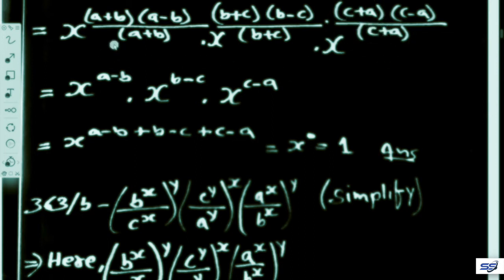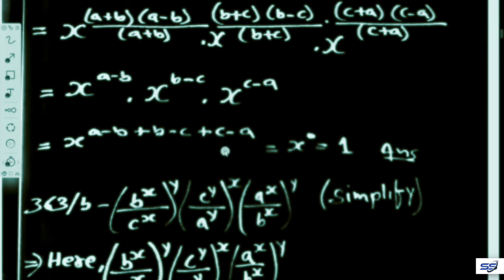Here comes only the rest: x power a minus b, this one, again here x power b minus c, into x power c minus a. Now here the base is the same, x, all the base is the same, so it shall be placed only once, equals x, and the powers shall be added: a minus b plus b minus c plus c minus a. Here comes a minus b plus b minus c plus c.